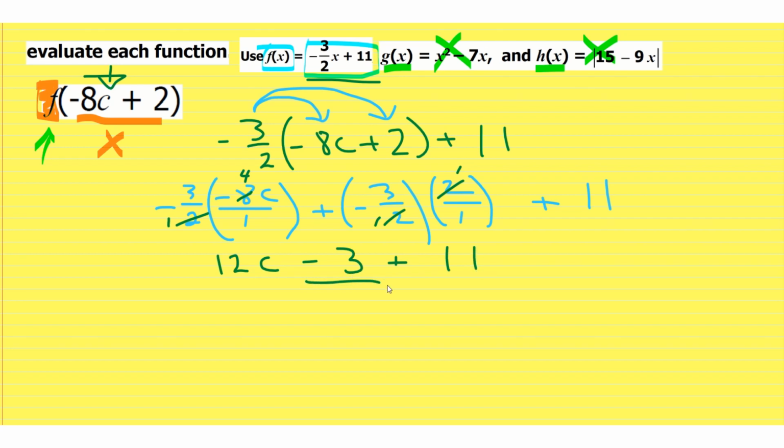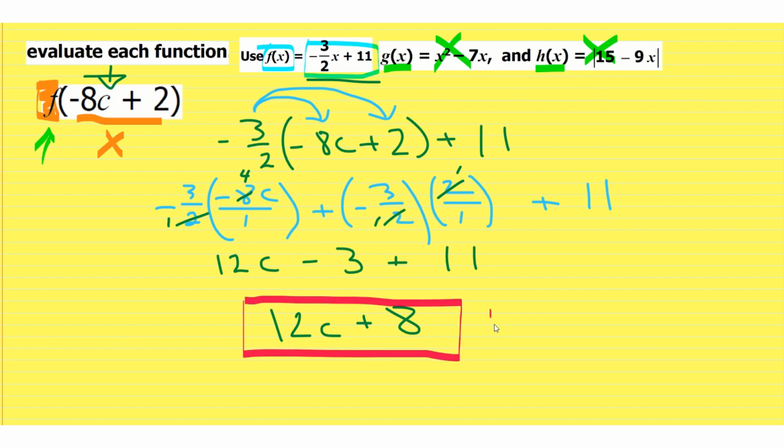At this point, I'm going to combine my two constants. And so my final answer or simplification of my function is going to be 12c plus 8. Yep, that's going to be it. So that is the final evaluation of our function. That's as simple as it can go, and we are at the end.